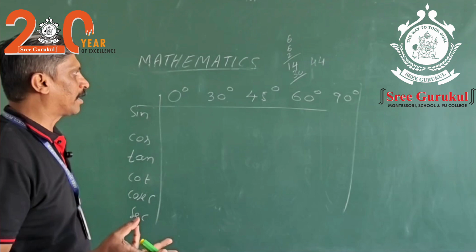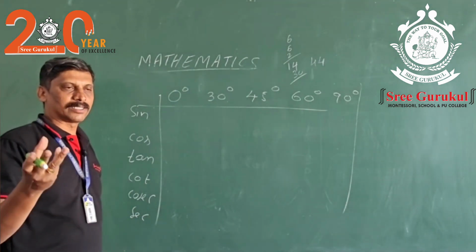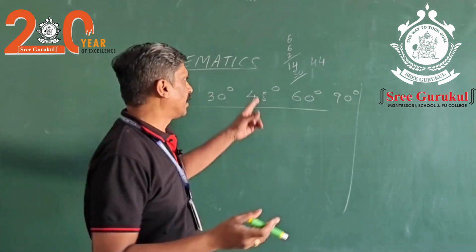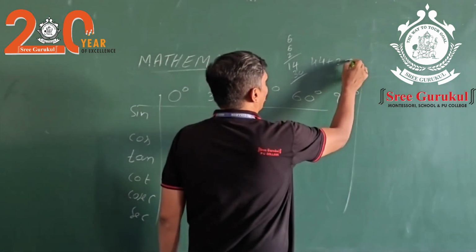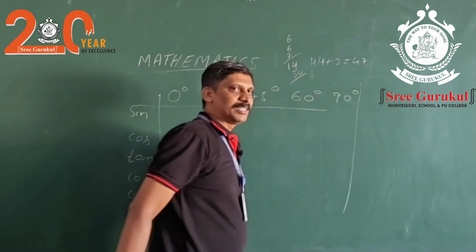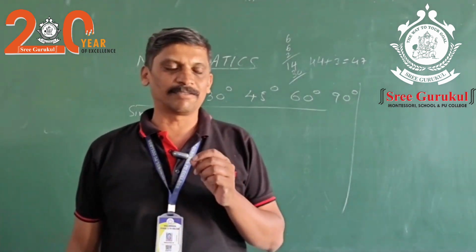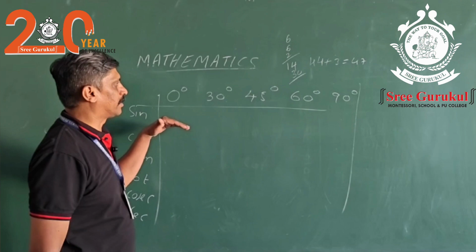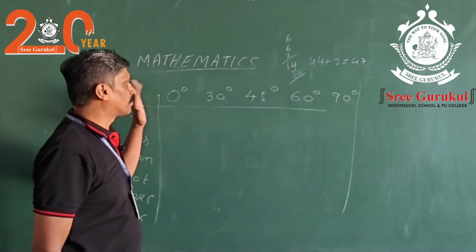There are 3 trigonometric identities formulas: sine square plus cos square of an angle, 1 plus tan square of an angle and 1 plus cot square. Again 3 formulas, plus 3, 47. Please don't write all those formulas. Just remember how to practice it, how to construct these formulas.